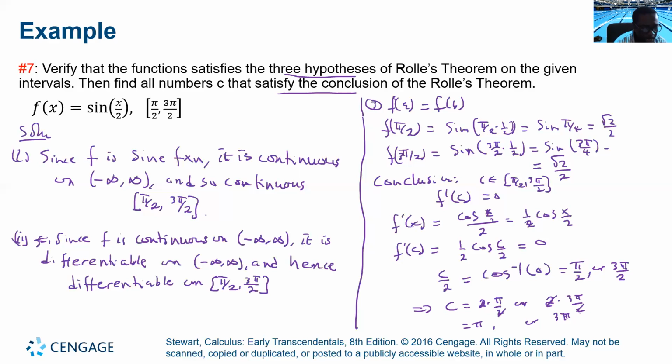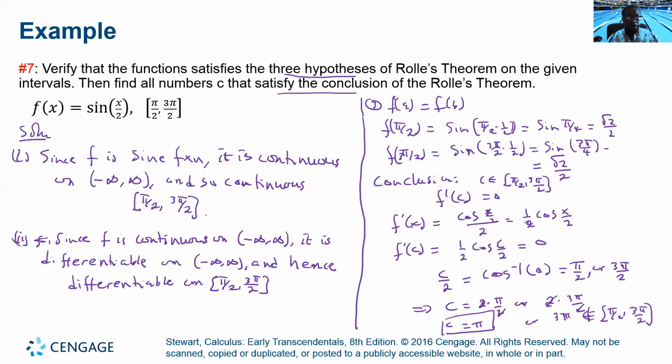Okay, you see that this is not in that interval. It's not in the interval 5 2. So pi by 2 and 3 pi by 2 are outside. So the only C value is this one. Okay, that's the only C value.